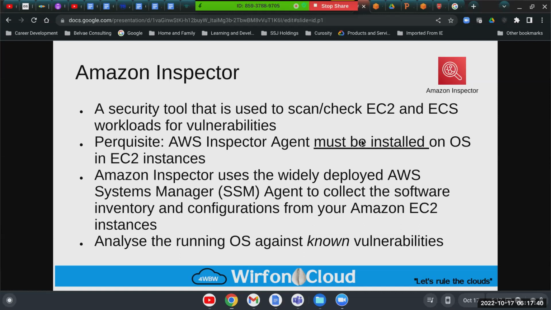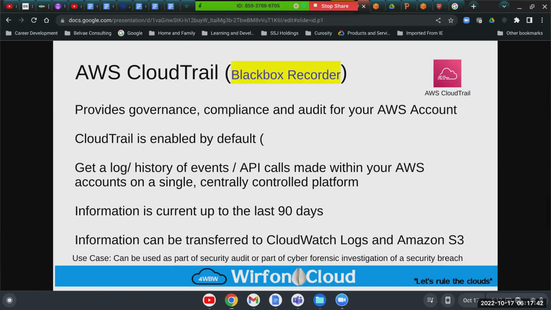The third element we're going to deal with is CloudTrail, which I mentioned. Again, I said very briefly that it's information which is current up to the last 90 days. The information can then be transferred to different places, such as Amazon S3. What you find with CloudTrail is that it will take a log of all the things which have been happening in your network. So it's very good for providing governance, compliance, and auditing.